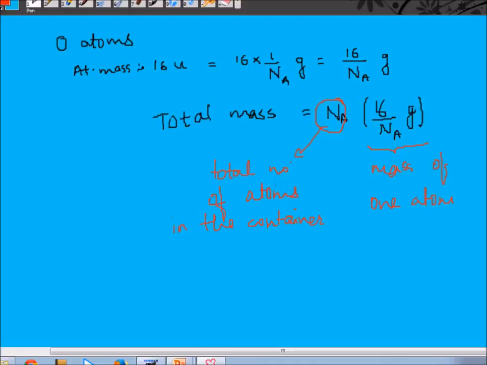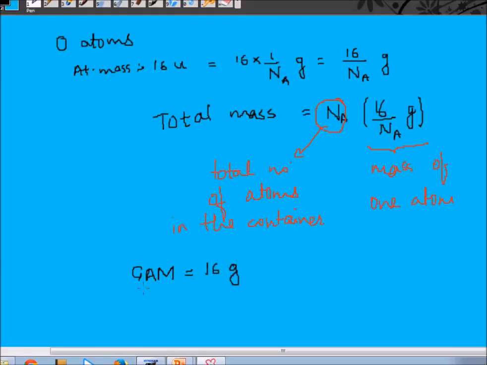So hence now I can directly say that gram atomic mass, let's write it as GAM. Okay, let's abbreviate it in this acronym form. Gram atomic mass will be equal to total mass, that is Na into 16 by Na grams. So that is equal to 16 grams.